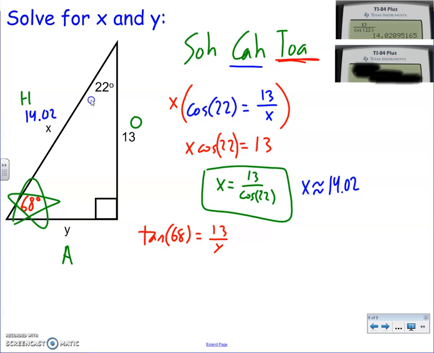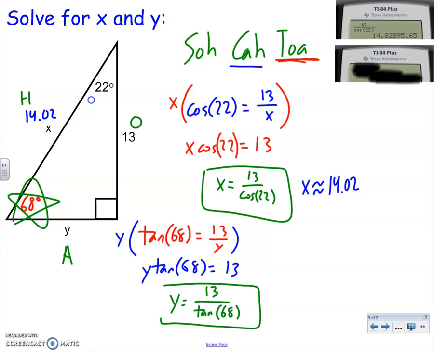I'll multiply both sides by the denominator, y, to get y tan 68 equals 13. Then divide both sides by tan 68. So y equals 13 divided by tan 68. That's the exact answer because we don't know what tangent 68 is. It goes on forever.